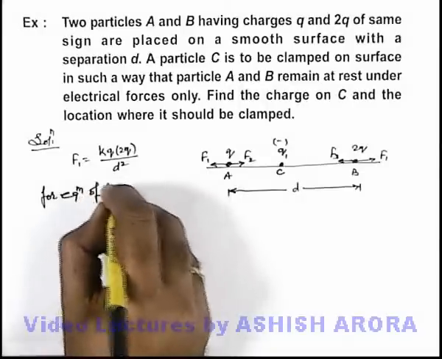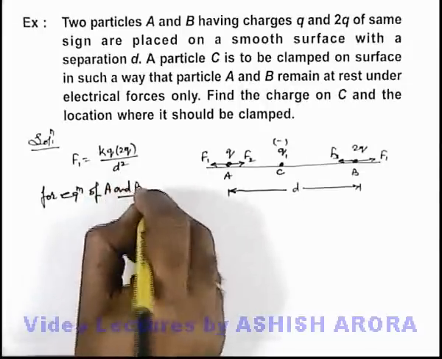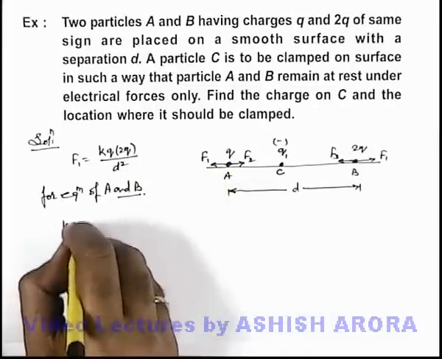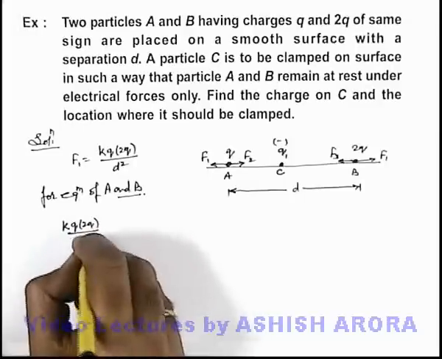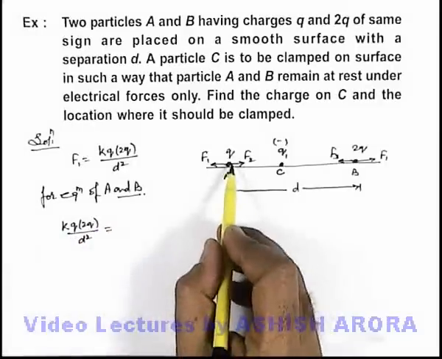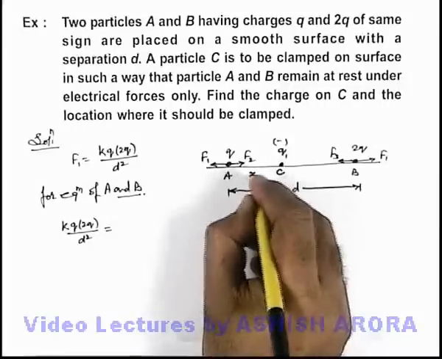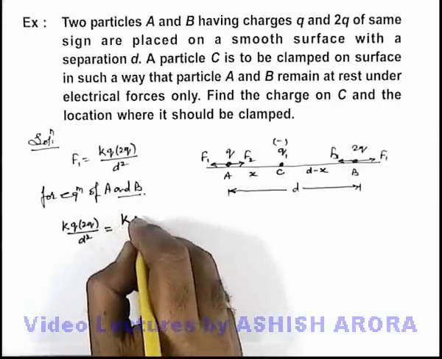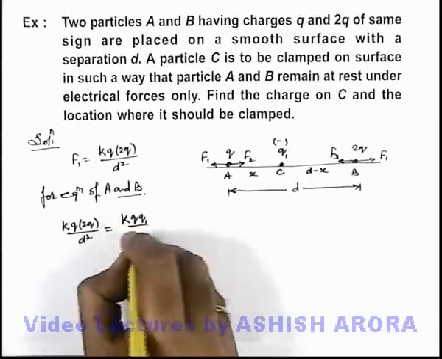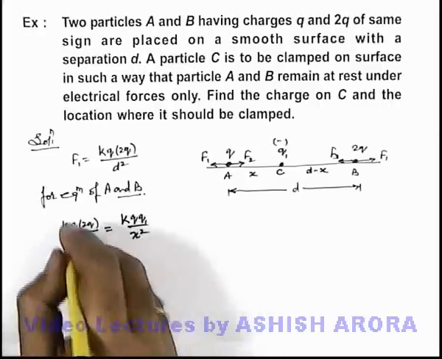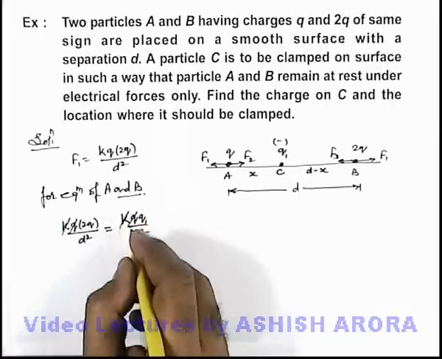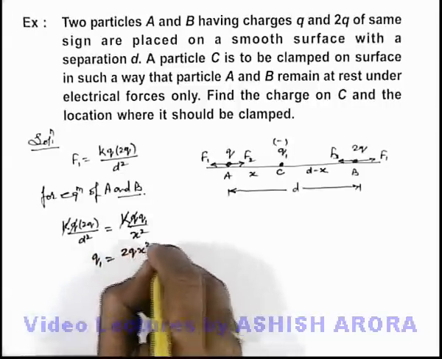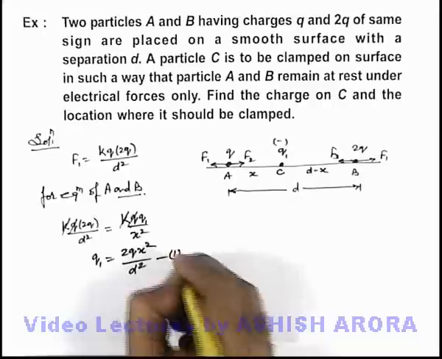For equilibrium of A and B, for A the forces must be balanced. KQ multiplied by 2Q by D square must equal the force applied by Q1 on Q. If this distance is X, this distance must be D minus X. So we can write KQ Q1 by X square. Now in this equation KQ gets cancelled out, and the value of Q1 we get is 2QX square by D square. Say this is our equation 1.